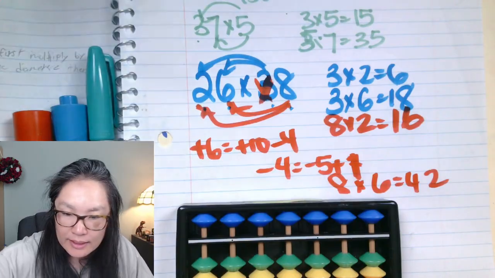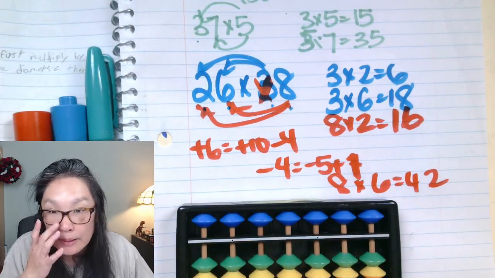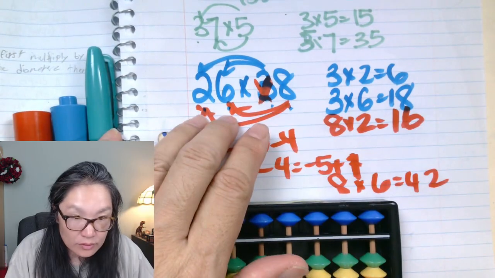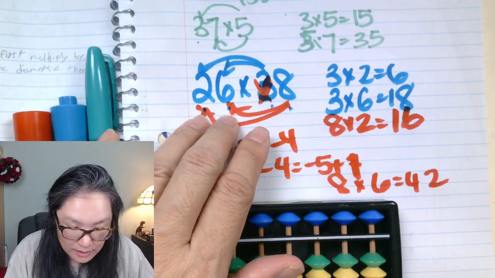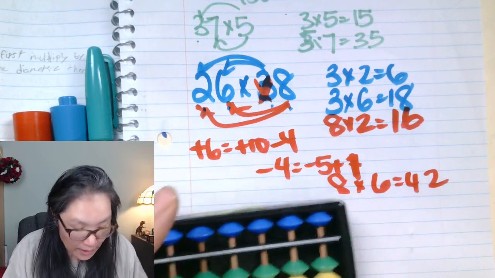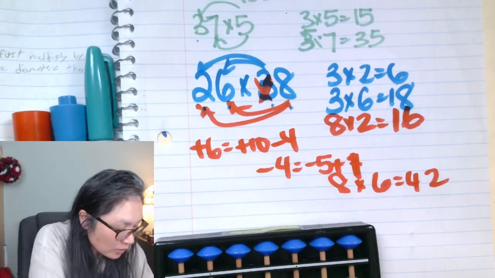Let's see. Can I get a calculator? Right? So what is it? It's 26 times 38. Yeah, 988. See, that's one of the rules.